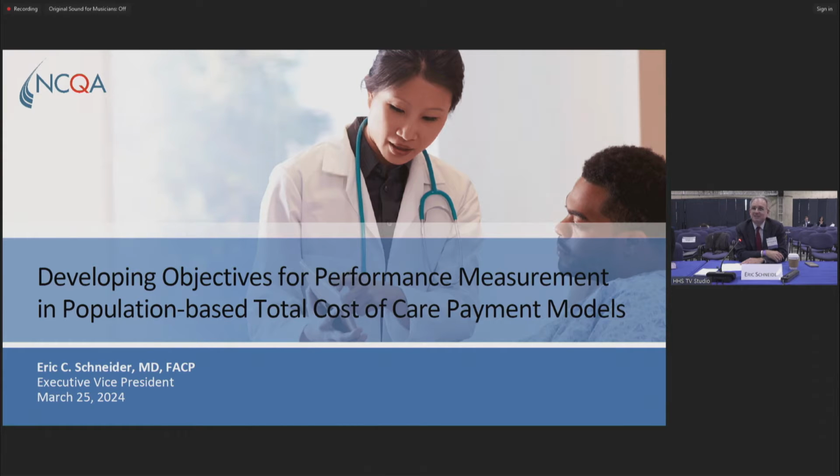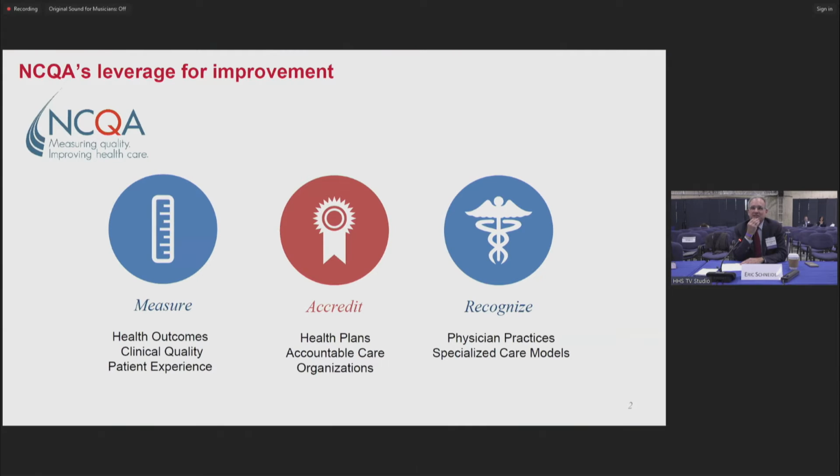So if we go to the next slide, I'll talk a little bit about NCQA and its mission. Our goal is to improve the quality of care. We're a nonprofit. And we do that through measuring health outcomes, clinical quality, and patient experience, promulgating standard measures. We accredit health plans and accountable care organizations increasingly, and we recognize physician practices and some specialized care models. And I would say our model also is sort of needing an upgrade to reach into the digital future, and I'll say a little bit more about that in a moment.